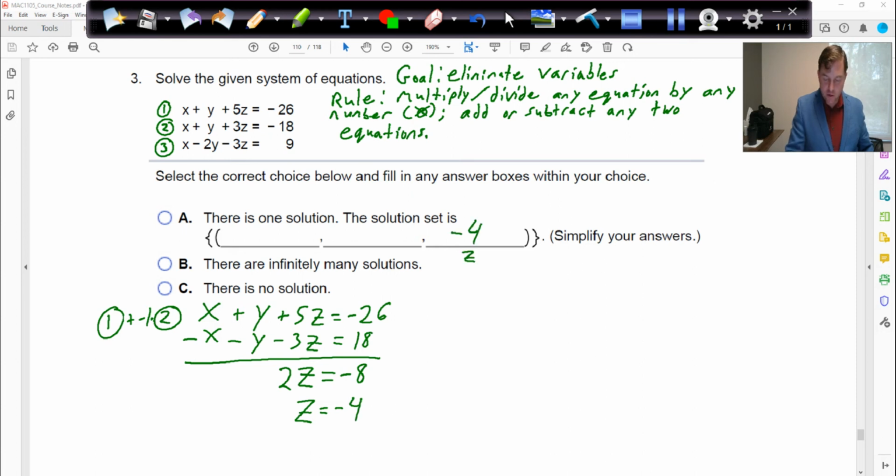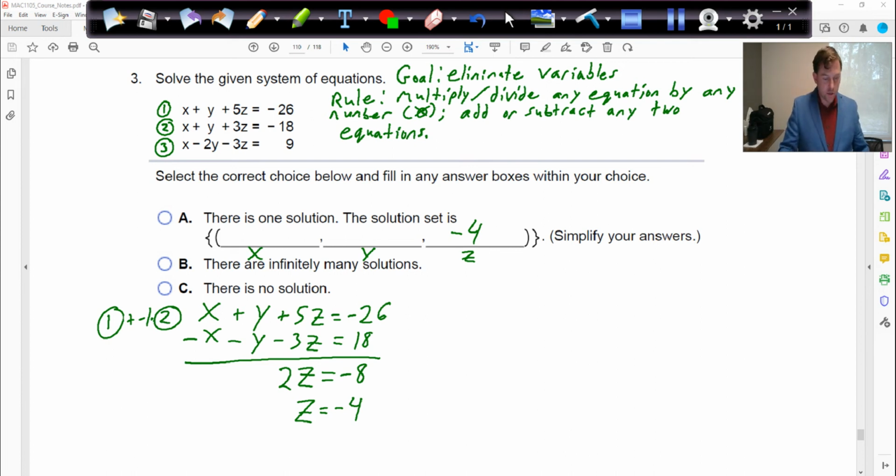So these blanks are z, y, and x, alphabetical order left to right. Okay, and we've got a letter. So we've got a number for a letter. That's always our goal. Okay, now that I know z, I want to go back to my original equations, and I want to combine them in such a way that I eliminate a different letter, but I keep z now, because if z goes away, it's okay, but if I keep it, it's fine too, because I have a number for it, so I can replace it with a number.